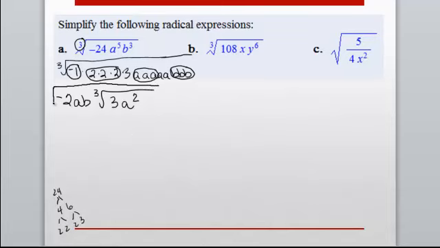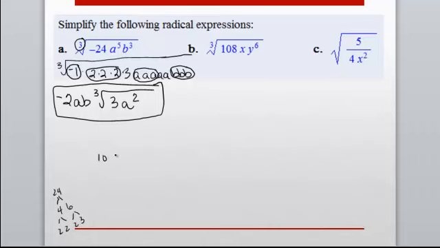That's it. You have now simplified that radical. Pretty cool, huh? Maybe you should pause this and try the next two and see what you come up with. I'm going to keep working, but go ahead and pause.